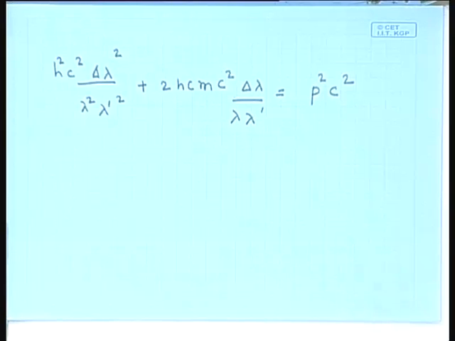Let me stop here for today, and in tomorrow's class I am going to take up what we get from the conservation of momentum, and then we shall see whether this can explain the observed wavelength shift in the Compton effect.